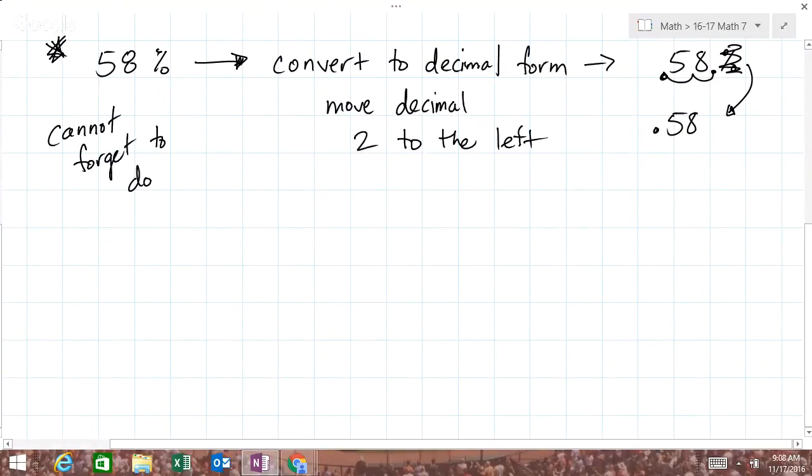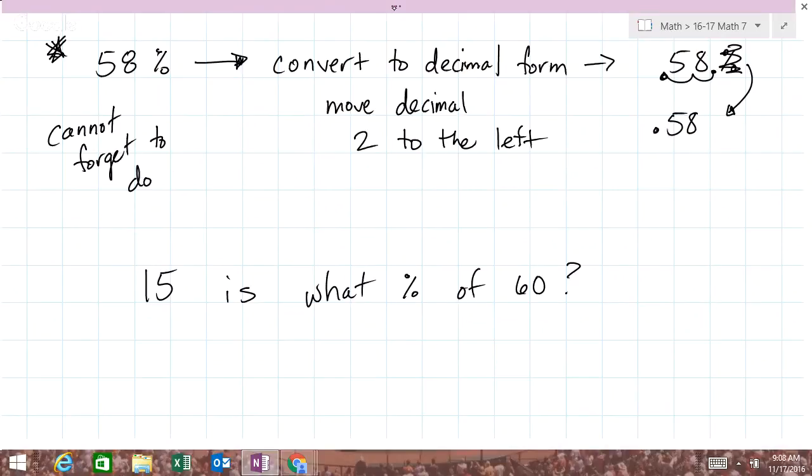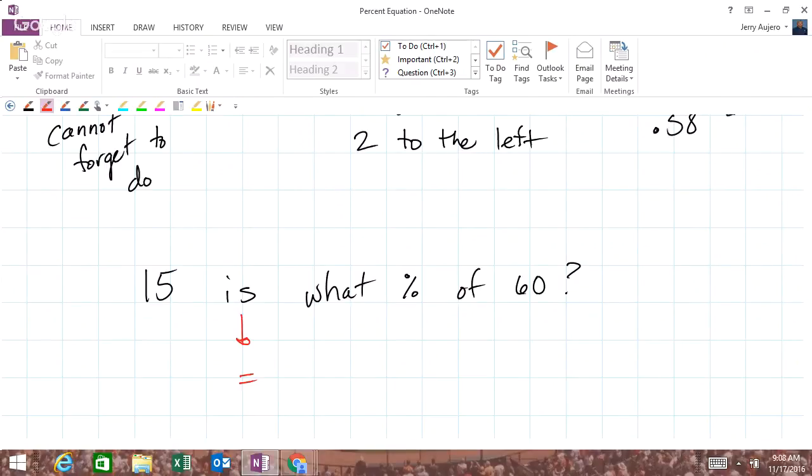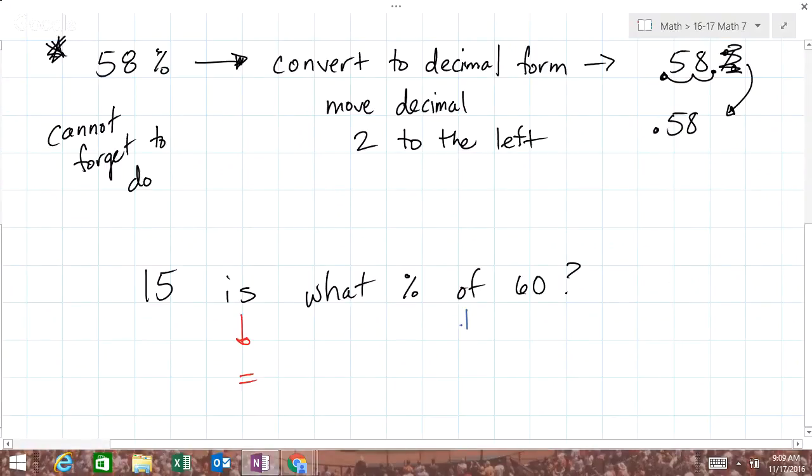So we're just going to take what we worked on yesterday. So here's the sentence. 15 is what percent of 60? And we're going to literally translate it. So what does the is mean? So we're going to replace it with an equal sign. We're going to bring down the of. We're going to look for the of, and what do we know we're going to put for the of? Multiply. Okay.